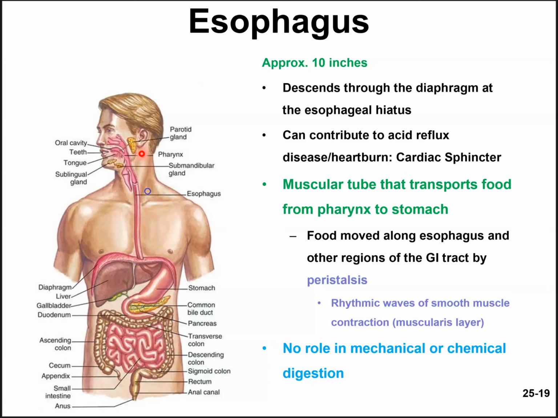Now the upper esophageal muscles, as we talked about, right over here you have a mixture of smooth and skeletal muscle, but as you go down the esophagus you only have smooth muscles to perform peristalsis and control swallowing. So the esophagus itself has no role in mechanical or chemical digestion, but all it does is provide a pathway for food to enter the stomach from the oral cavity.